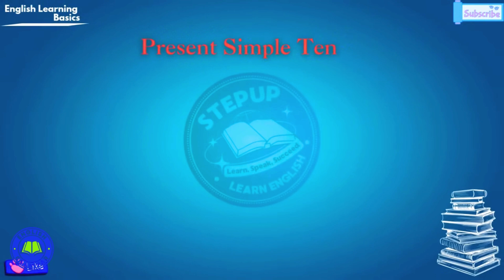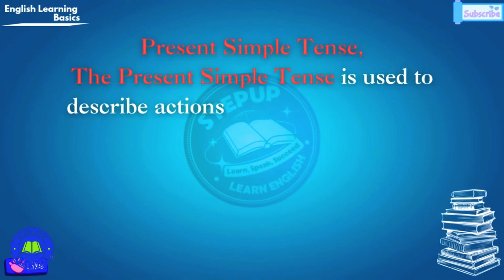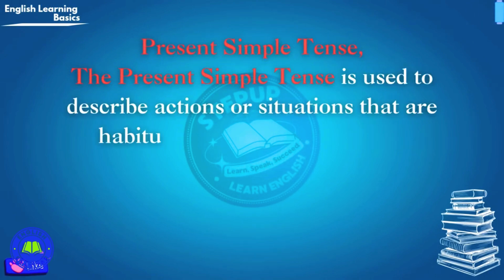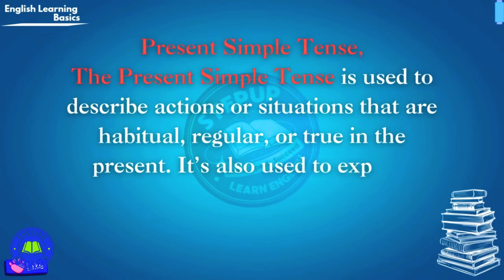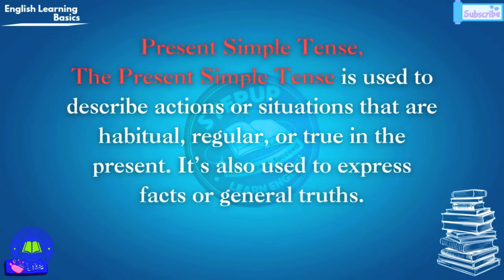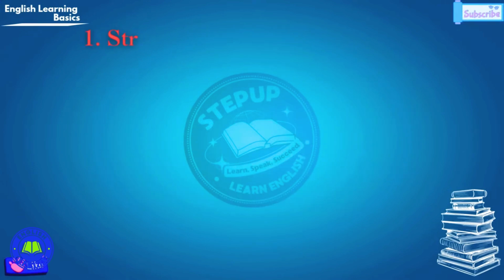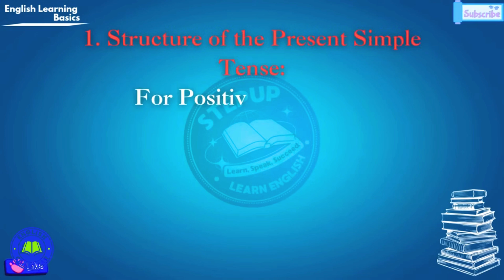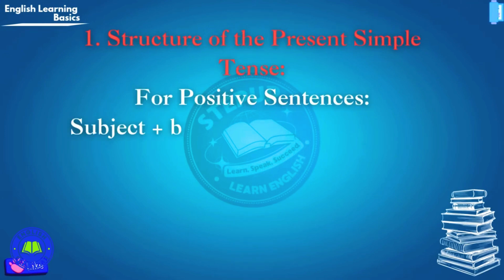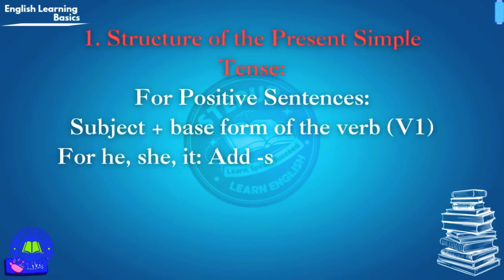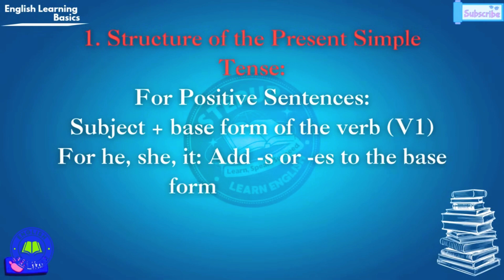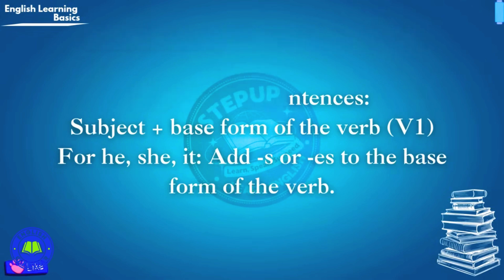Present simple tense. The present simple tense is used to describe actions or situations that are habitual, regular, or true in the present. It's also used to express facts or general truths. 1. Structure of the present simple tense. For positive sentences: subject plus base form of the verb, V1. For he, she, it, add s or es to the base form of the verb.